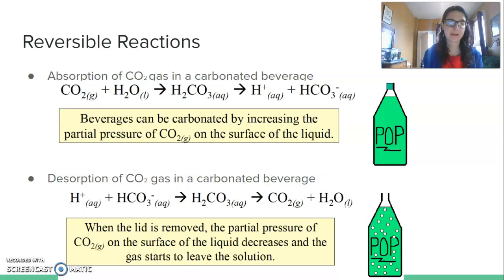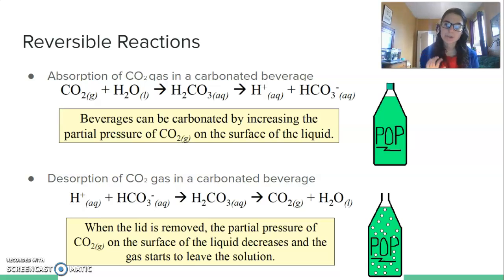So remember, solubility of gas is directly proportional to the pressure of the gas on the surface of the liquid. Usually with soda, that pressure of CO2 in the bottle is about 4 atmospheres. And then when you open the bottle, you're basically decreasing that pressure. It drops to about 3 times 10 to the negative 4 atm, so 0.0003 atmospheres, which is about the partial pressure of CO2 at sea level.